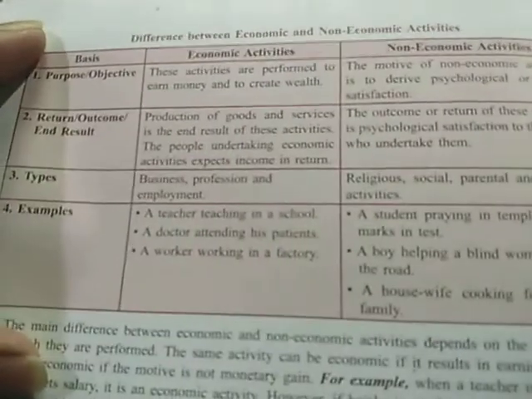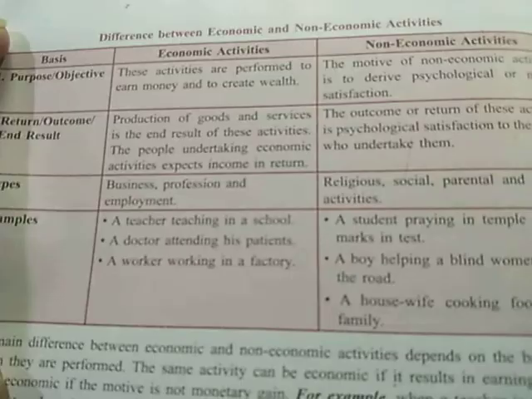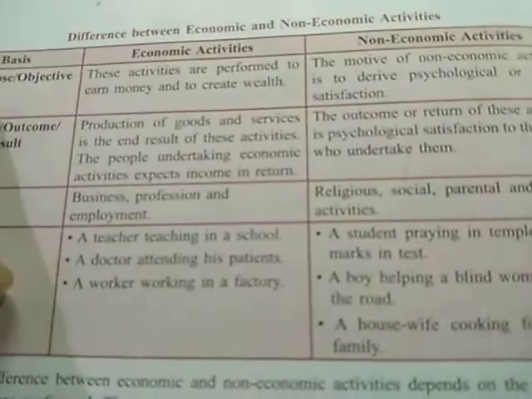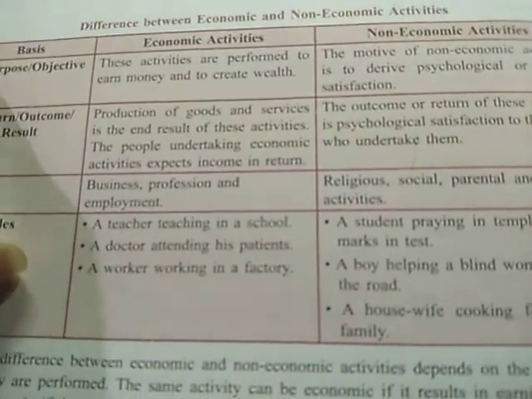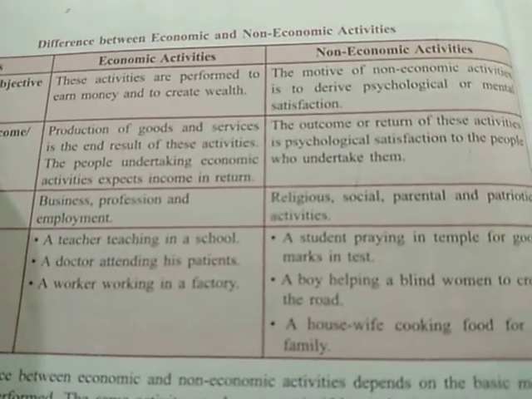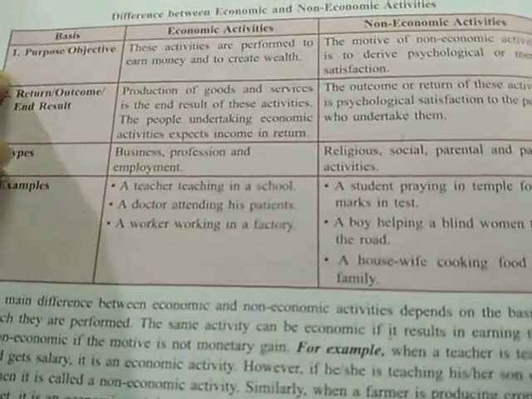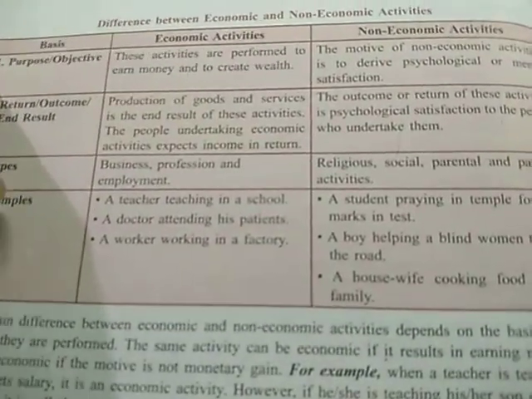Next we have return or outcome. Production of goods and services is the end result of these activities. In economic activities, the end result is production of goods or services. But in non-economic activities, the outcome or return of these activities is psychological satisfaction to the people who undertake them. Next is types: business, profession and employment.